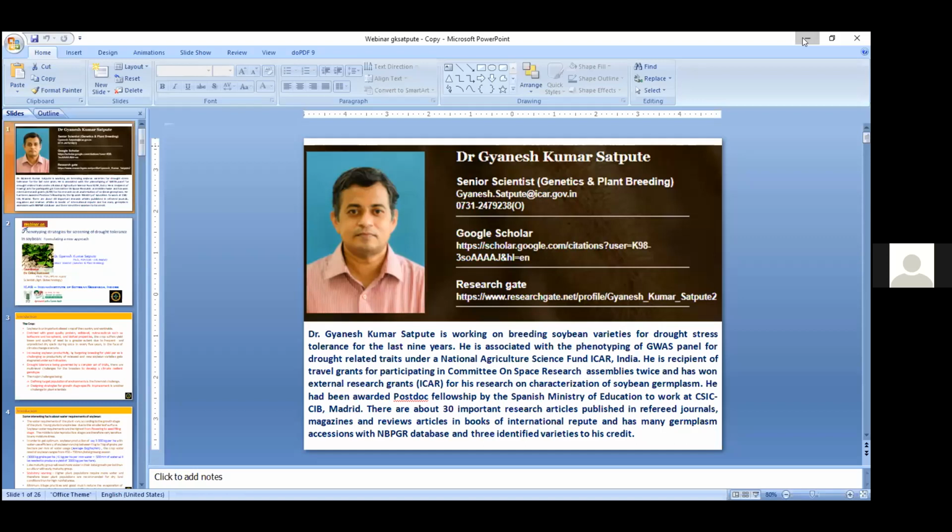And another question: are carbon isotope discrimination facilities available at ICAR-NSRI in Indore? In fact, it is a little expensive facility, and in India it is available at UAS Bangalore in the plant physiology department. So that can be contacted and used for carbon isotope discrimination. It's a good facility.